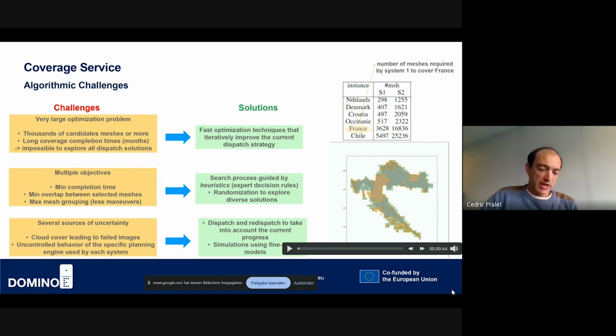And last point, thanks to the Domino that we developed, we are able to manage several sources of uncertainty due to, first, the cloud coverage that could lead to failed images. And also, when we dispatch some meshes to some systems, we do not have full control of what the system will do with the mesh. To cope with these uncertainties, we have developed dispatch and redispatch strategies to take into account the current progress of the mission.